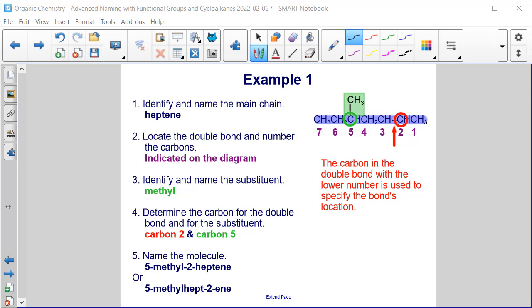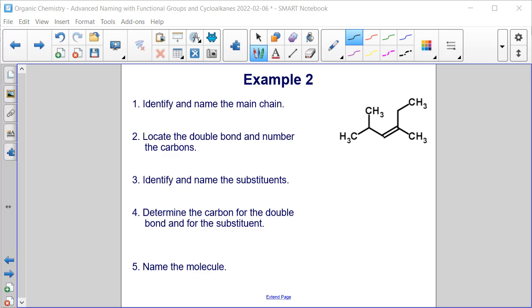All right, so you can see down here in step 5, here's the name we wrote, 5-methyl, 2-heptene. And just as a reminder, if you want, you can place the double bond that the carbon is on before this ene. So we could have also said 5-methyl, hept-2-ene. It's up to you. They're both correct. So I'll often write the first one, but we'll show both options in our answer choices.